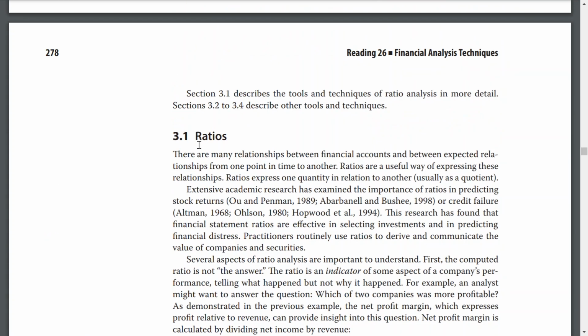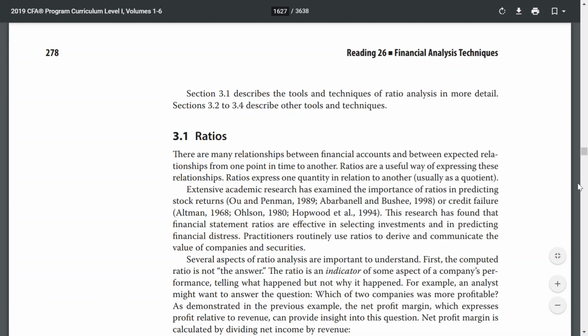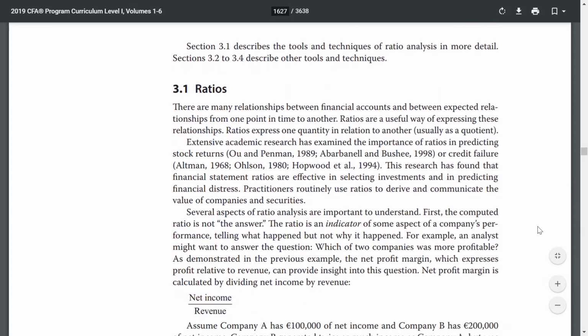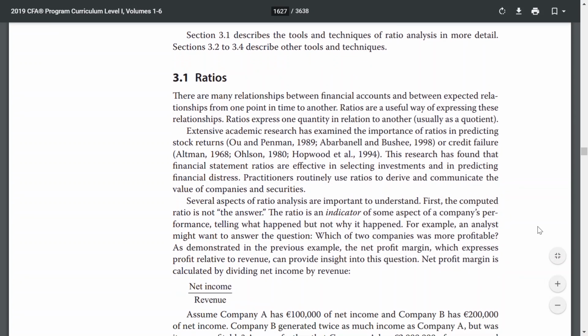Section 3.1 describes the tools and techniques of ratio analysis in more detail. Sections 3.2 to 3.4 describe other tools and techniques. Ratios: there are many relationships between financial accounts, between expected relationships and other points, and from one point in time to another. Ratios are a useful way of expressing these relationships. Ratios express one quantity in relation to another.